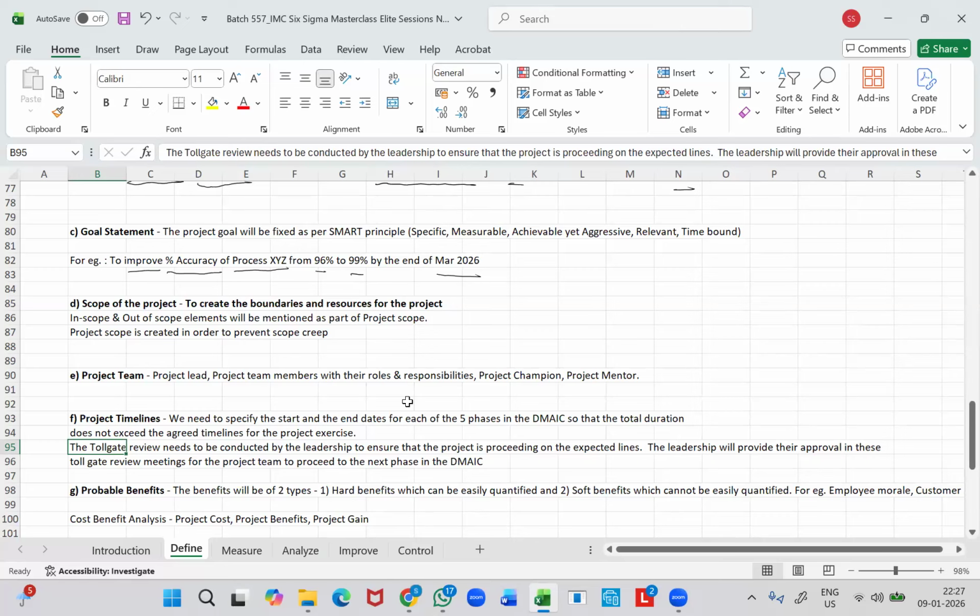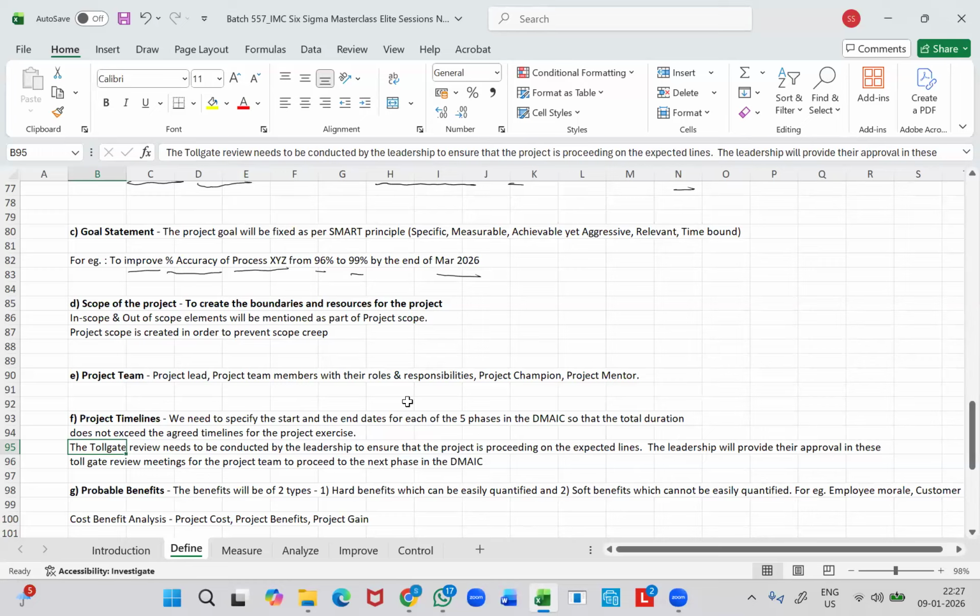So the tollgate reviews are very, very important. Even if the leadership is not all that interested to attend these review meetings, it is the duty of the project team to approach the leadership and convince them to attend all these tollgate review meetings so that their active participation is there till the end of the project exercise.